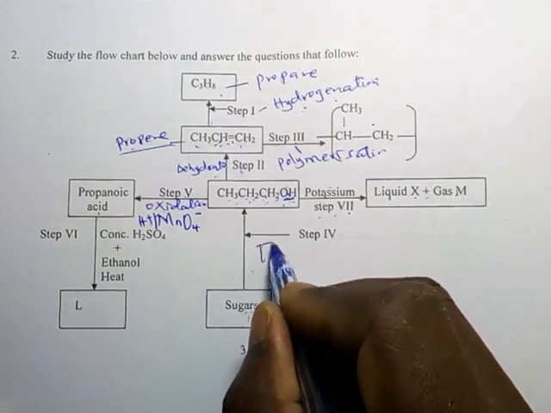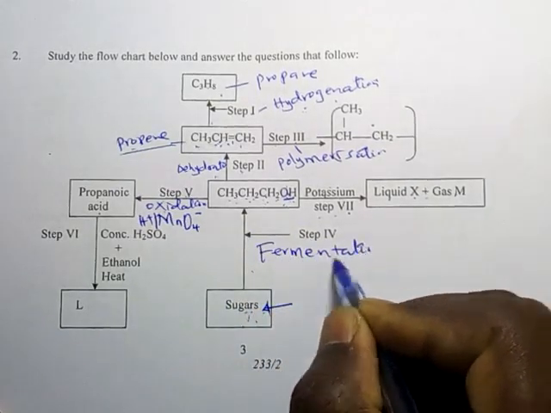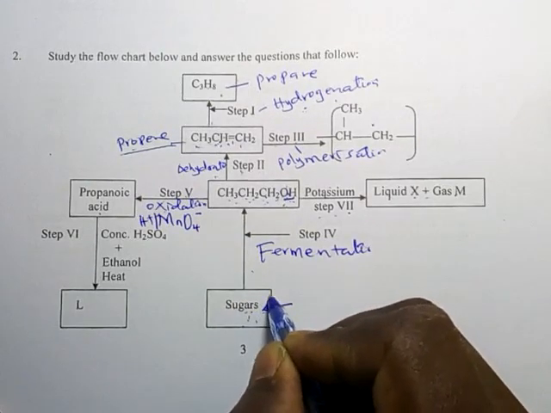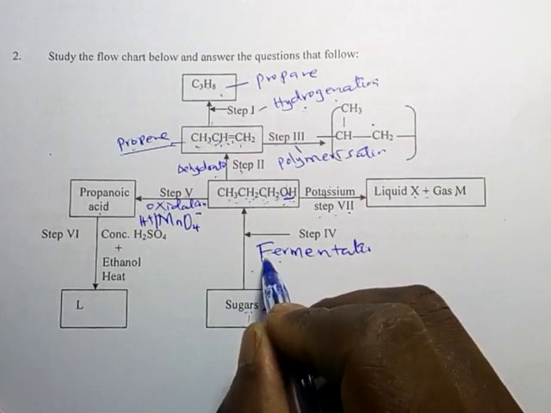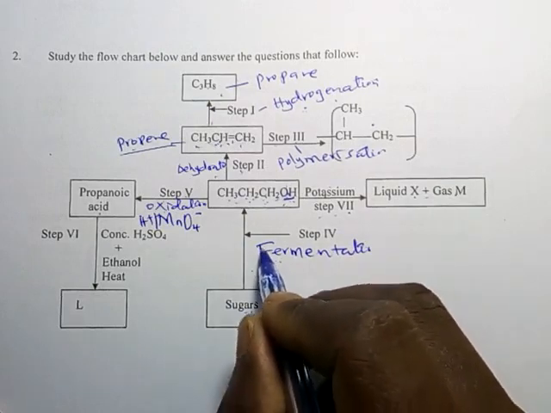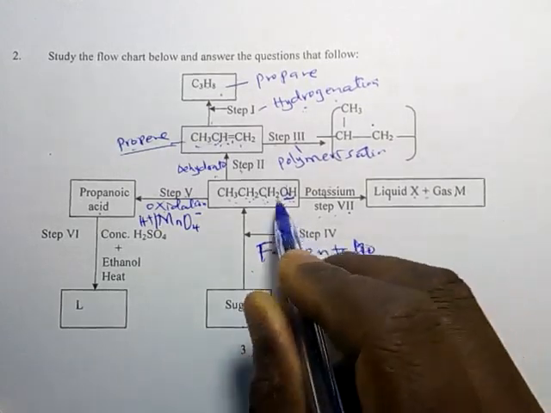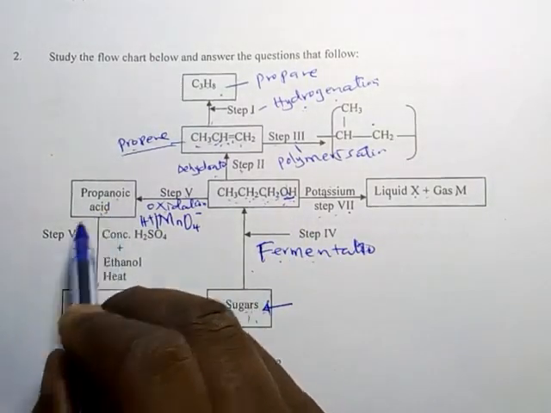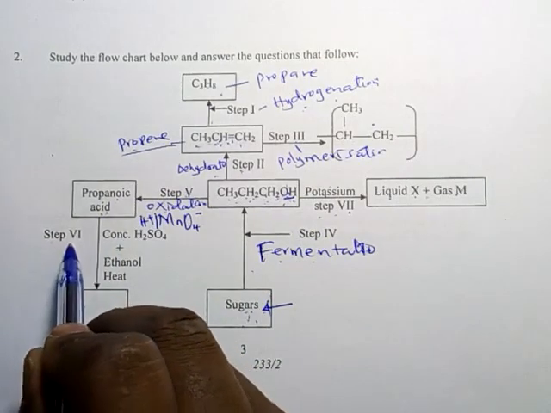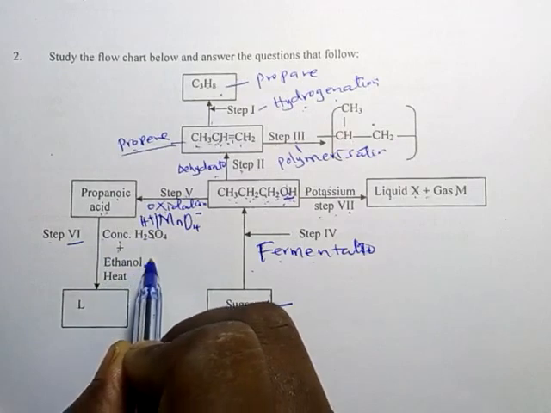Which step is this? This step we know it is called fermentation, where sugars are hydrolyzed. That is, sugars undergo decomposition using the yeast enzymes to form alcohol. Now propanoic acid in step 6 is reacted with conc sulfuric acid plus ethanol.